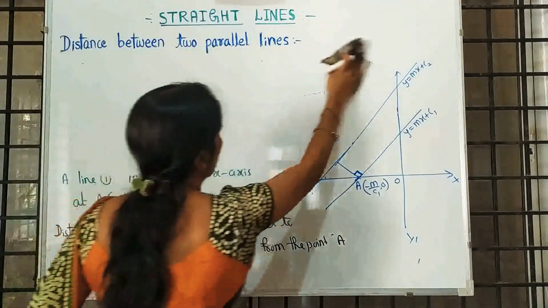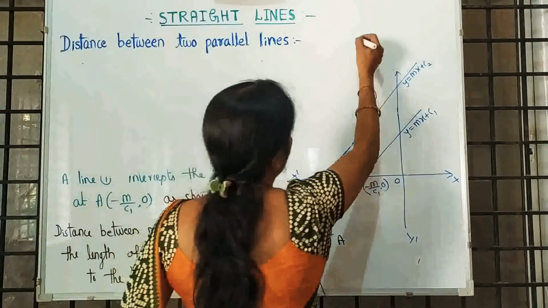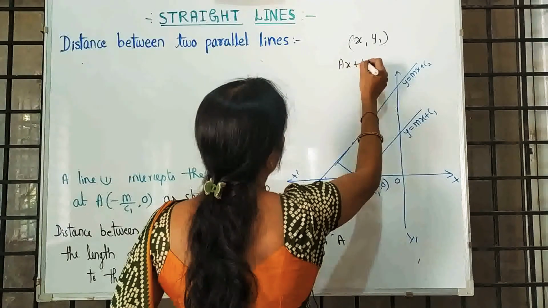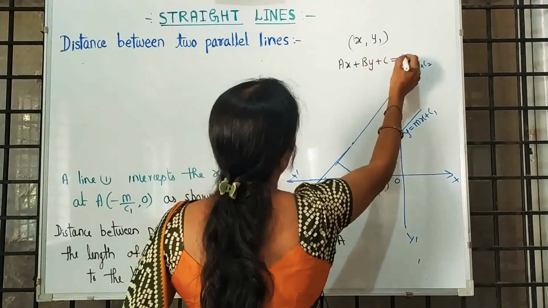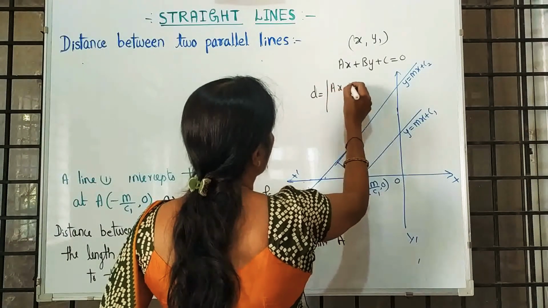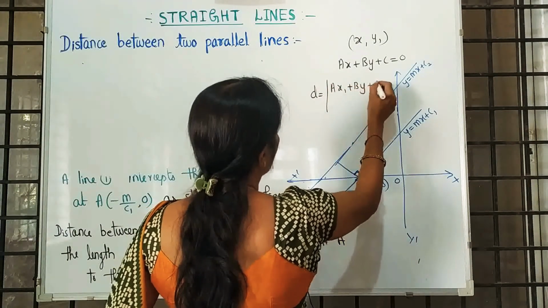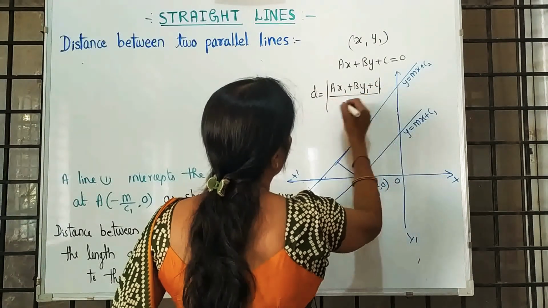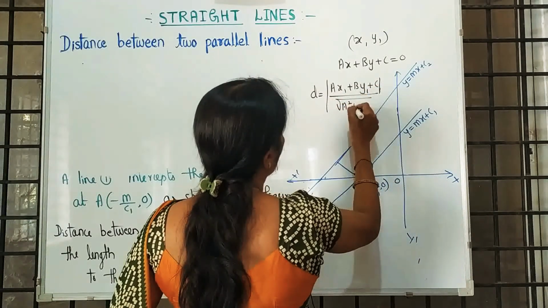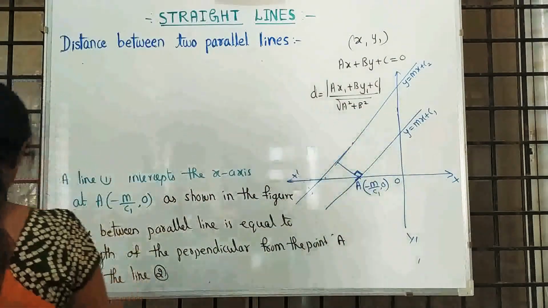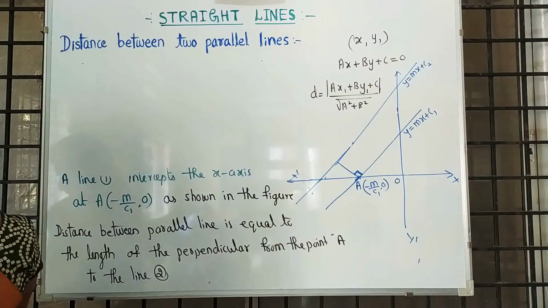Perpendicular distance formula you are already familiar with. See, if the point is (x1, y1) and the line is ax plus by plus c is equal to 0, the perpendicular distance is modulus of ax1 plus by1 plus c upon root of a square plus b square. In the last class I explained this. Now we are applying the perpendicular distance formula.